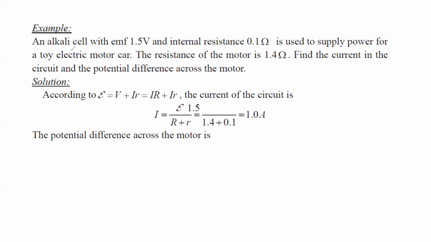So for example, an alkali cell with an EMF of 1.5. EMF means the maximum voltage the cell can provide, so that is 1.5 volts. Internal resistance of 0.1. So 0.1 ohm is the internal resistance.